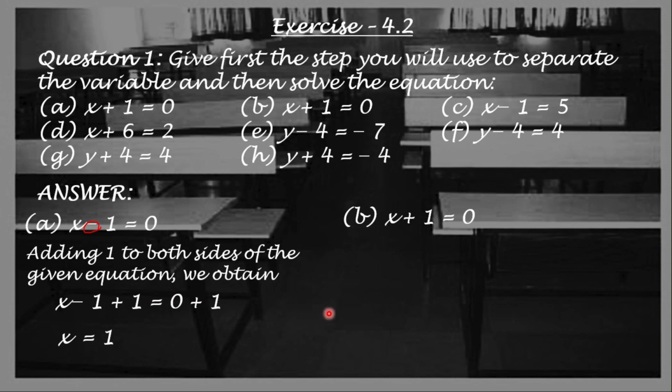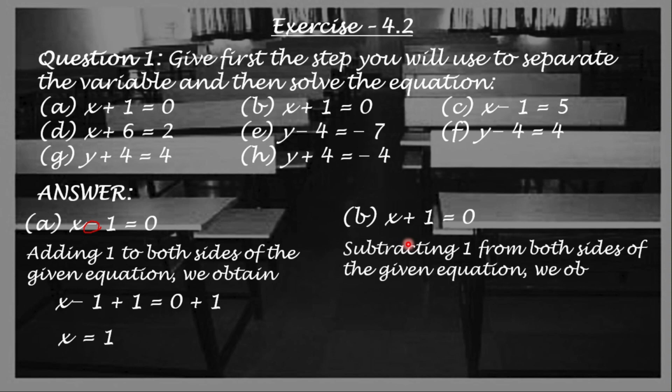Now I'm going to take the second part of this question. We have x plus 1 equals 0. Here we have a plus sign. What is the opposite of plus? Definitely the opposite of plus is minus, so the opposite of plus 1 is minus 1. So we will subtract 1 from both sides of the given equation. After subtracting, we obtain x plus 1 minus 1 equals 0 minus 1. So here the question arises, what will you get as the answer? Plus 1 or minus 1?